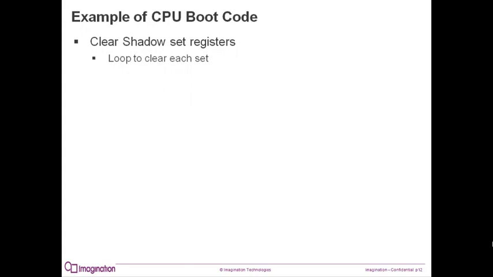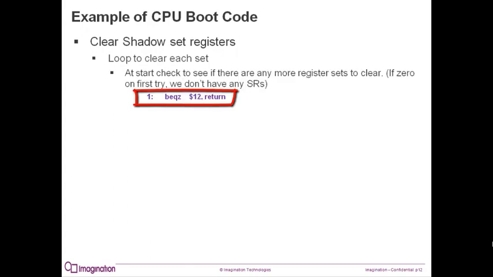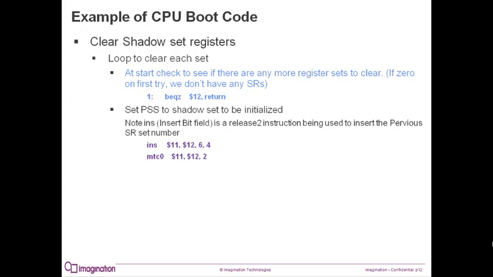Now the code sets up a loop. First, check to see if there are any shadow register sets to clear. If there are, use the number in register 12 to set the shadow register set we will be clearing. The code does this by using register 12, which holds the number of the highest shadow register set to be cleared, and inserting it into bits 6 through 9 of the previous shadow register set field of the shadow register set control register. This was read into register 11 in a previous step.